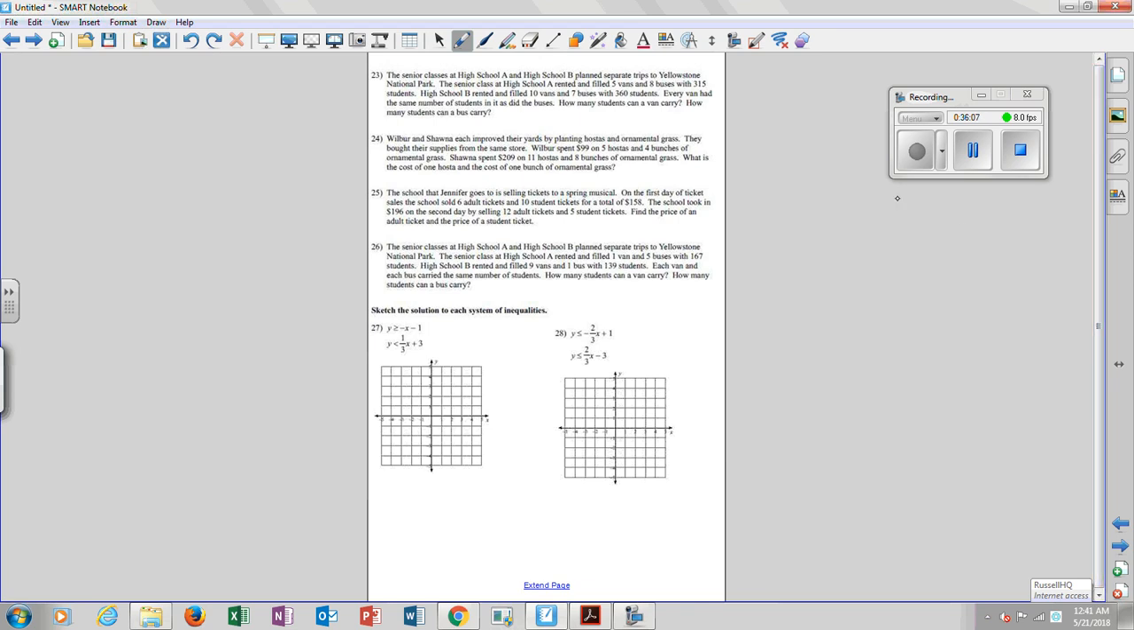Number 25. School of Jennifers goes to selling tickets to Spring Musical. On the first day of ticket sales, the school sold 6 adult tickets and 10 student tickets for a total of $158. So it's going to be 6A plus 10S equals 158. The school took in $196 on the second day, selling 12A and 5S.